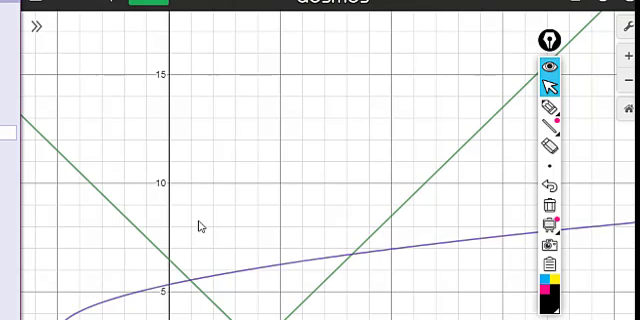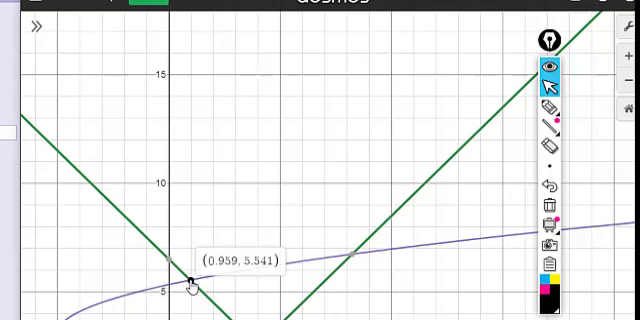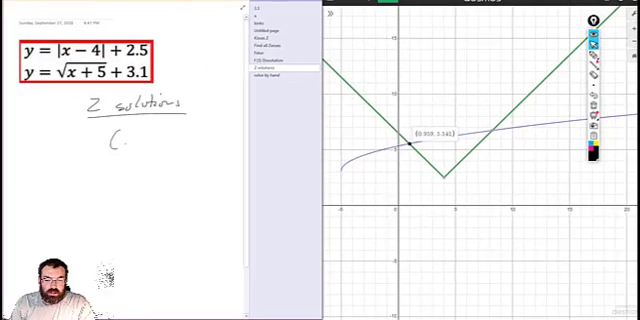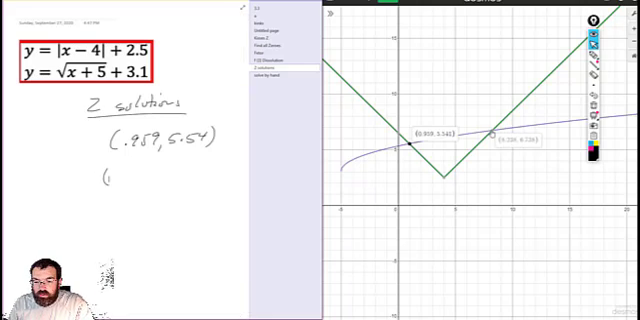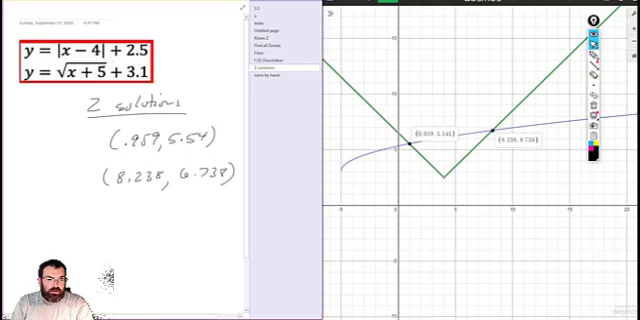I'm going to click on either the blue or the red graph. I'm going to find they touch in 2 places. 0.959, comma, 5.541 is one, and the other one is 8.238, comma, 6.738. And those are your 2 solutions for this system of equations with an absolute value and a square root function.